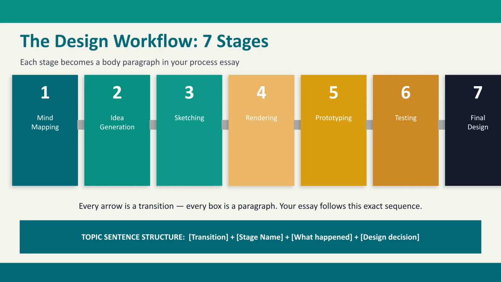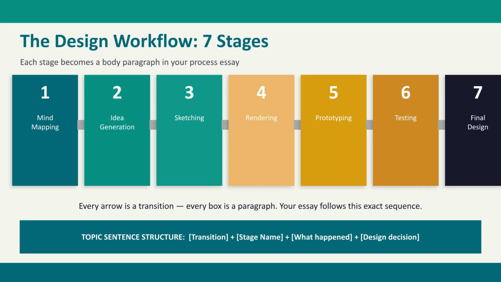Stage 6. Testing. You put it in front of real eyes. You get feedback. You evaluate. This paragraph describes what you discovered and how you responded. Stage 7. Final design. The outcome. But in your essay, this isn't just a description of what it looks like. It's an explanation of how every previous stage contributed to this final form.